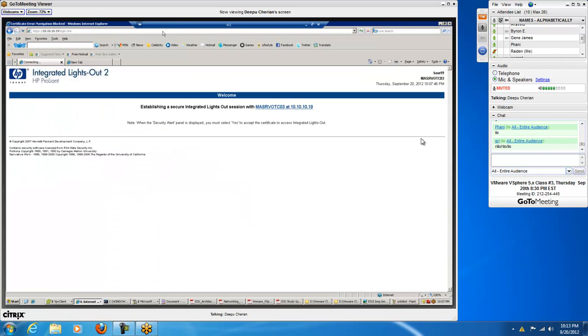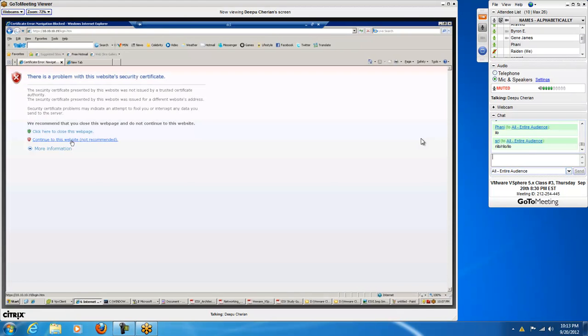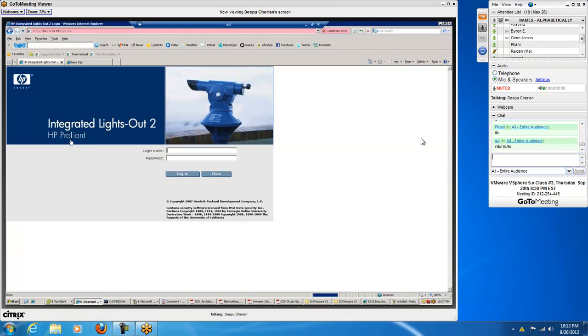So I'm going to go to one of my servers. This is an Integrated Lights-Out 2, on one of my HP servers. What I'm seeing now is the IP address of my ILO card. I connected to the ILO through the back, through a web browser, and I am seeing this screen. In order to connect and get into the server, you have to provide a username and password. The username is administrator.